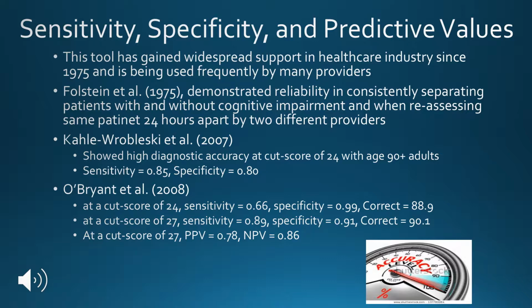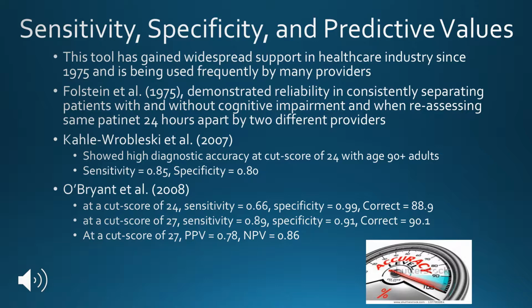In 2007, Kalirablowski and associates showed high diagnostic accuracy at a cut score of 24 with patients over the age of 90. The sensitivity was 0.85 and the specificity was 0.80. In 2008, O'Brien and associates at a cut score of 24 found a sensitivity of 0.66, a specificity of 0.99, and a correct diagnostic accuracy of 88.9.